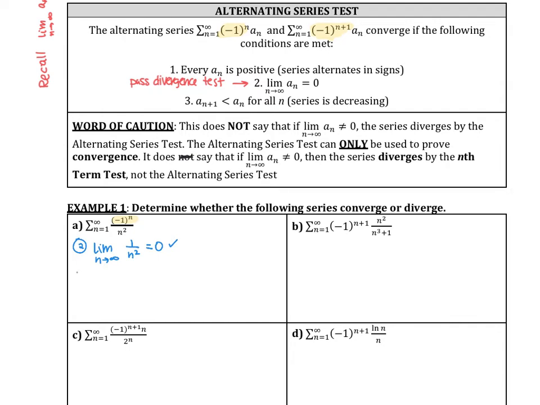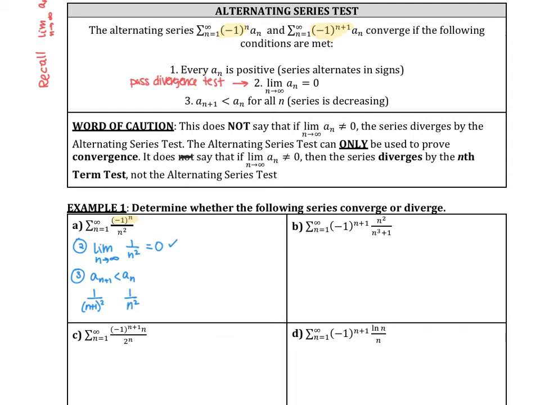And then what I need to show is that any term is less than the term before it as n goes to infinity. Now there's two ways I can do this. The first, and the one that might make the most sense for this problem, is just substituting into our a sub n term n plus 1. And my goal is to show that when I substitute in an n plus 1, it is in fact less than the term before it.